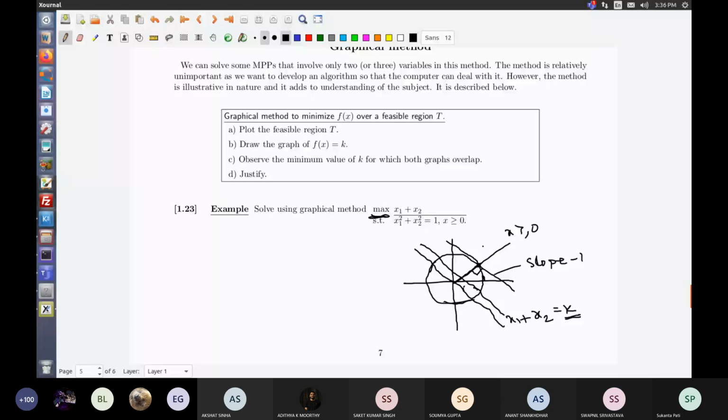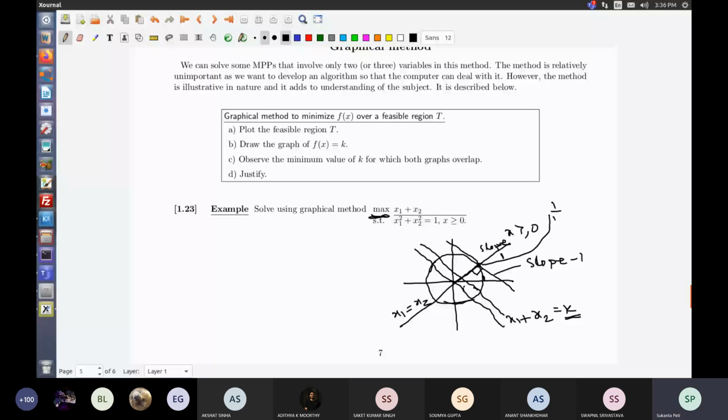So that means on this line x1 will be equal to x2. Okay, because it passes through the origin also. Slope 1 passes through origin, so this line's equation will be x1 equal to x2, and therefore this is a point on the circle that has both positive coordinates, both equal, and therefore this point has to be 1/√2, 1/√2. So that is the justification.